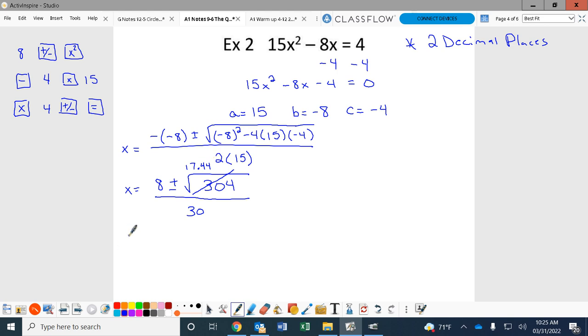Okay, here we go. Let's write out our 2 equations. X equals 8 plus 17.44 all over 30. X equals 8 minus 17.44 all over 30. Oh, you have got to type these very carefully. I'm going to tell you right now, someone is going to mess this up. I need you to type this with us to see why this is an issue. Okay, try typing the first one. 8 plus 17.44 divided by 30 equals. See what you get.